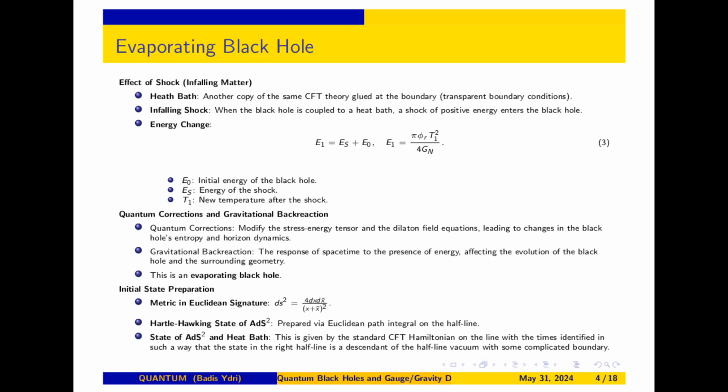Gravitational backreaction is another critical factor. It refers to the response of spacetime to the presence of energy. As energy enters or leaves the black hole, the surrounding spacetime geometry adjusts accordingly. This backreaction influences the evolution of the black hole and the structure of spacetime around it. Together, quantum corrections and gravitational backreaction provide a more complete and nuanced understanding of black hole dynamics. They highlight how quantum effects can lead to significant modifications in classical descriptions of black holes.